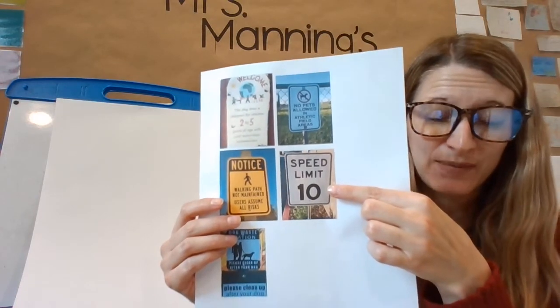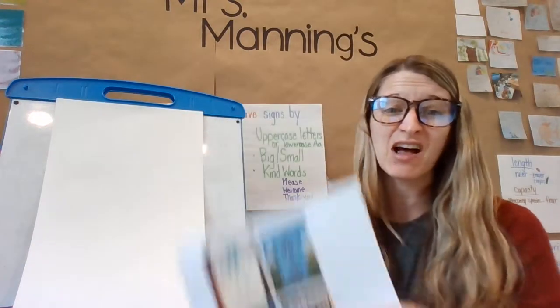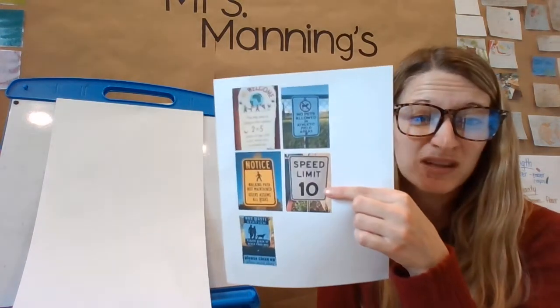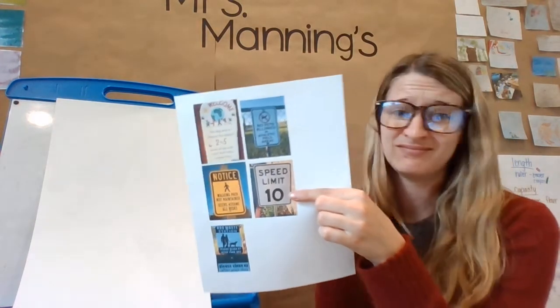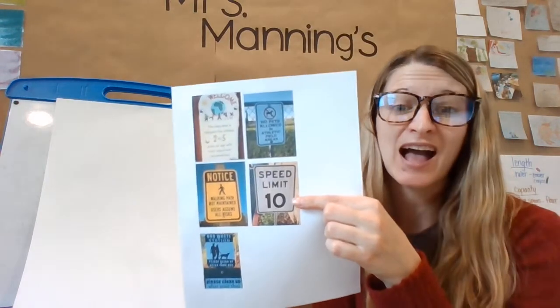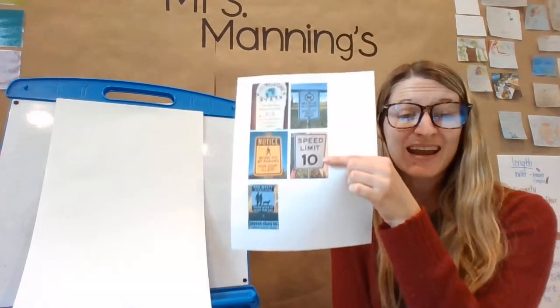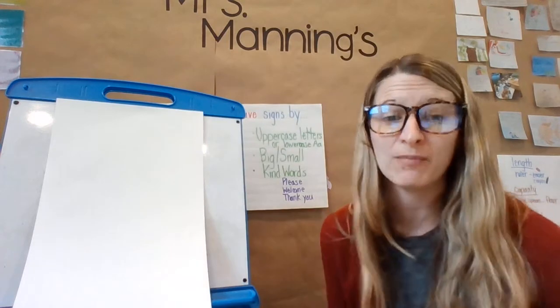It says speed limit 10 miles per hour, but I'm noticing it's missing a lot of things that could make it more persuasive. Is it colorful? Not really. Does it have a picture? Nope, just letters and a number. So I'm thinking I want to make a more persuasive sign. And I could put it outside next to this sign and see if it helps people slow down. So you're going to help me write that sign today.